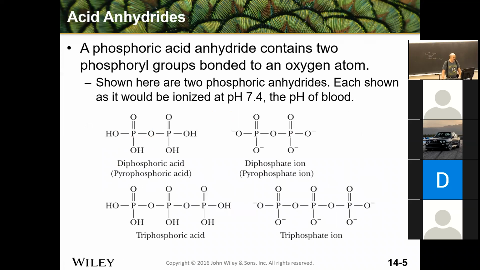We can have other anhydrides besides those from carboxylic acids. Here we have a phosphoric anhydride from phosphoric acid. Diphosphoric acid is also called pyrophosphoric acid. We take 2 molecules of phosphoric acid, split out water, and connect these. If we remove all the protons, this is now the diphosphate or pyrophosphate ion. And then we can also have a triphosphate.